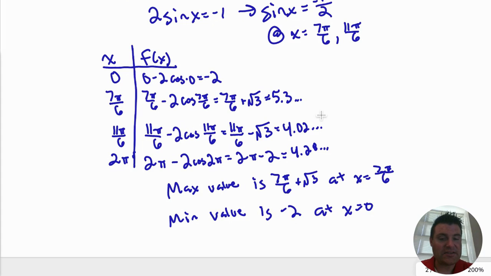Whenever I grade these, people aren't answering the question. This question is specifically asking for the max value, so make sure you give the max value. If this question was asking for the location, the X location, we do have that as well. So make sure you write it out this way.